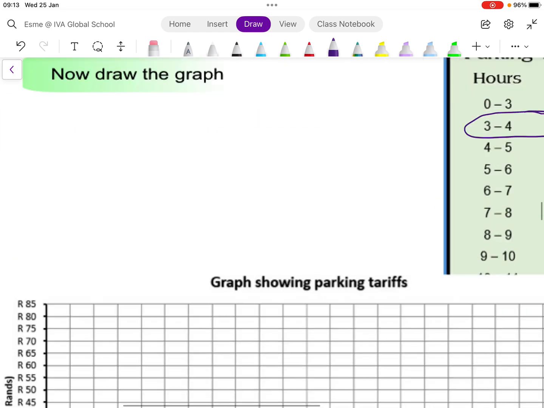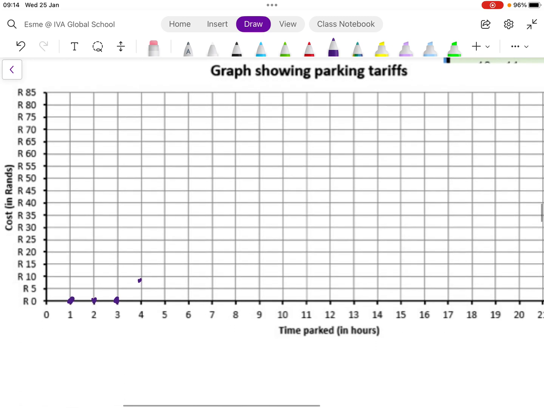So how do we show that on the graph? Well, we've got to go from 3 to 4 hours, and that will cost you 8 Rand. But remember, if I park for 3 hours, I pay nothing. But so now I'm going to put an open dot there. If I park 3 hours and 1 minute, I have got to pay 8 Rand. If I park for 5 hours, remember that was 10 Rand. But if I park for 4 hours and 1 minute, so that will be an open dot.